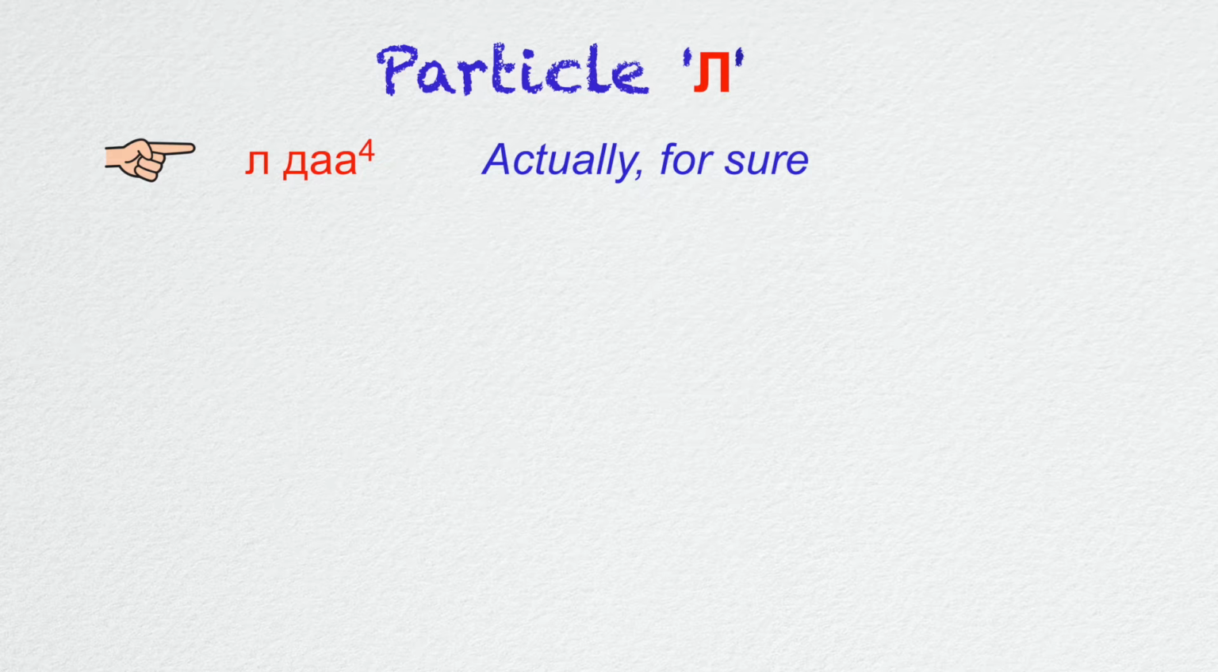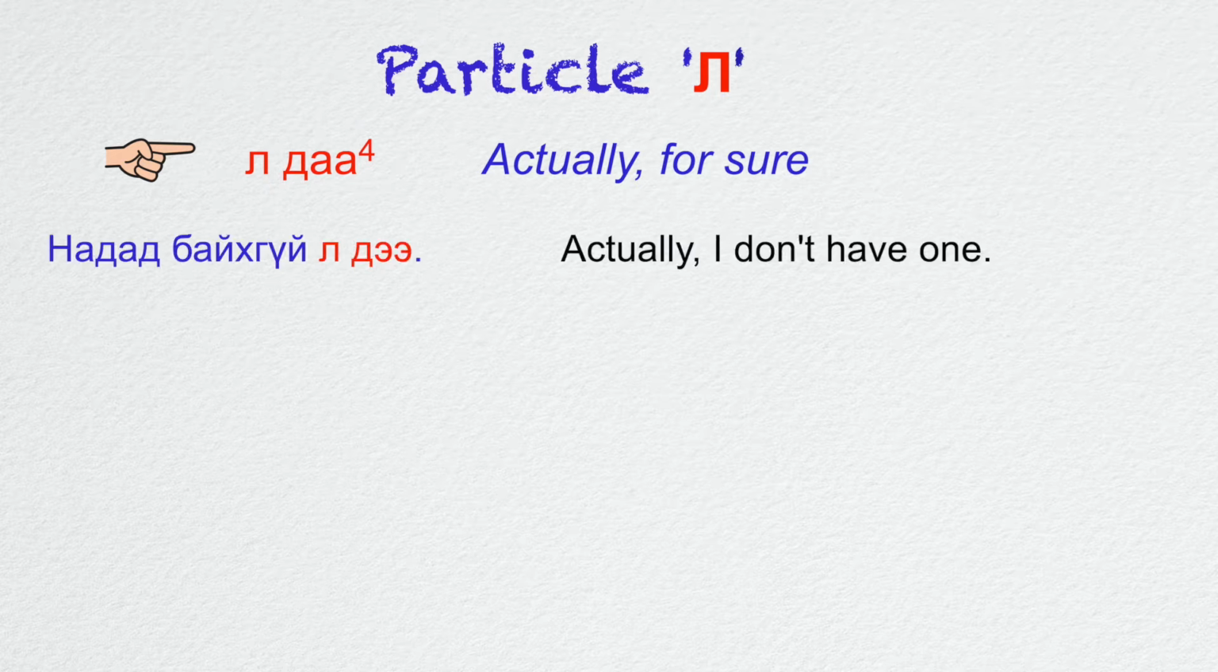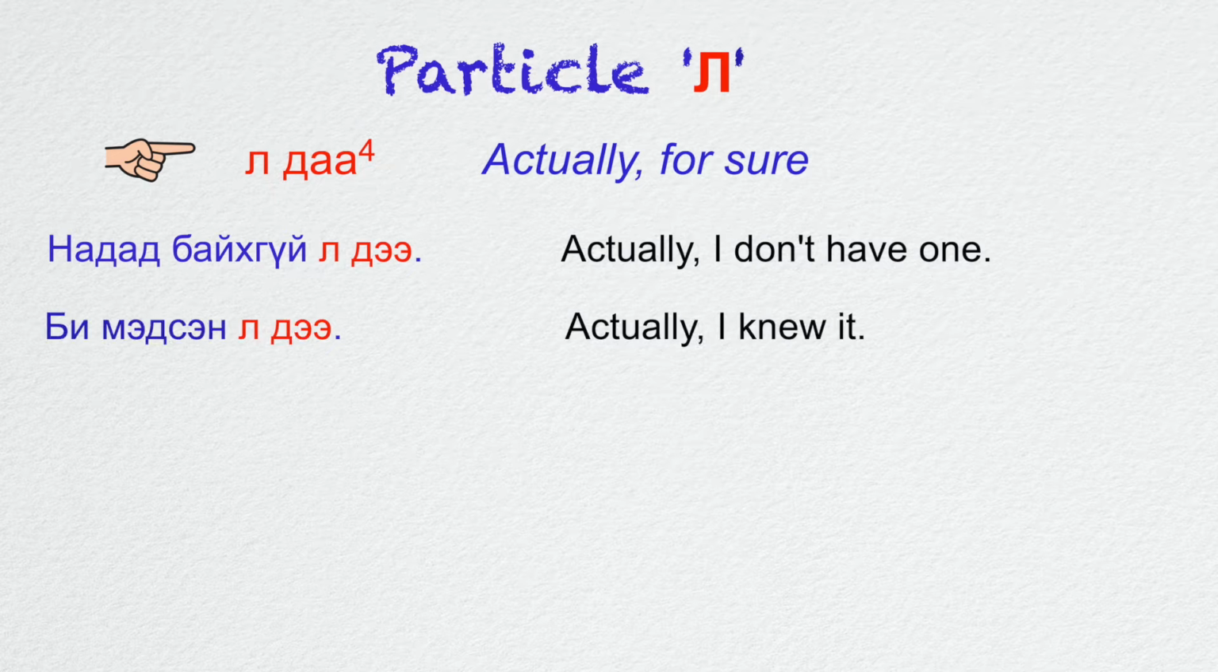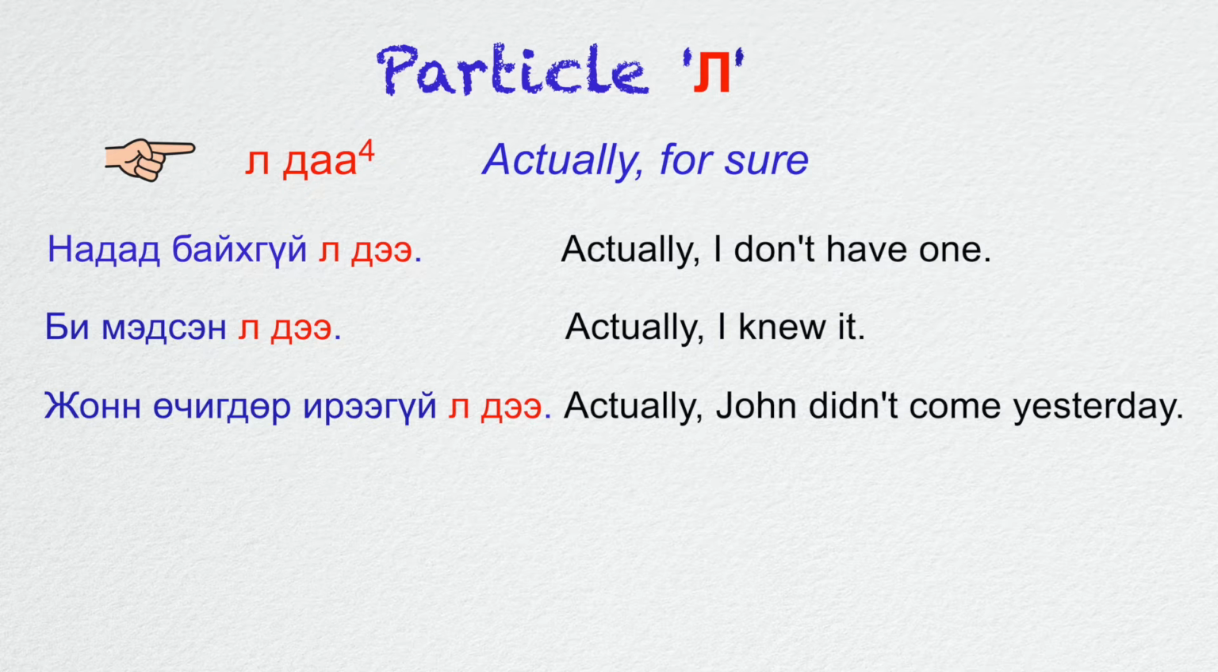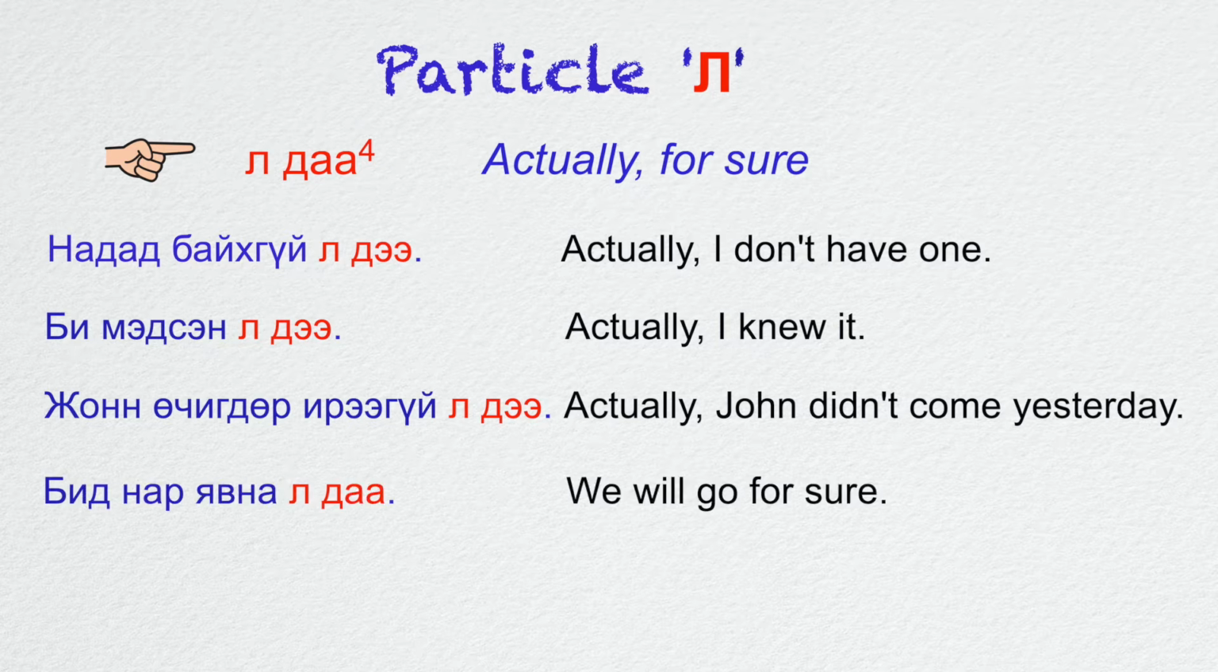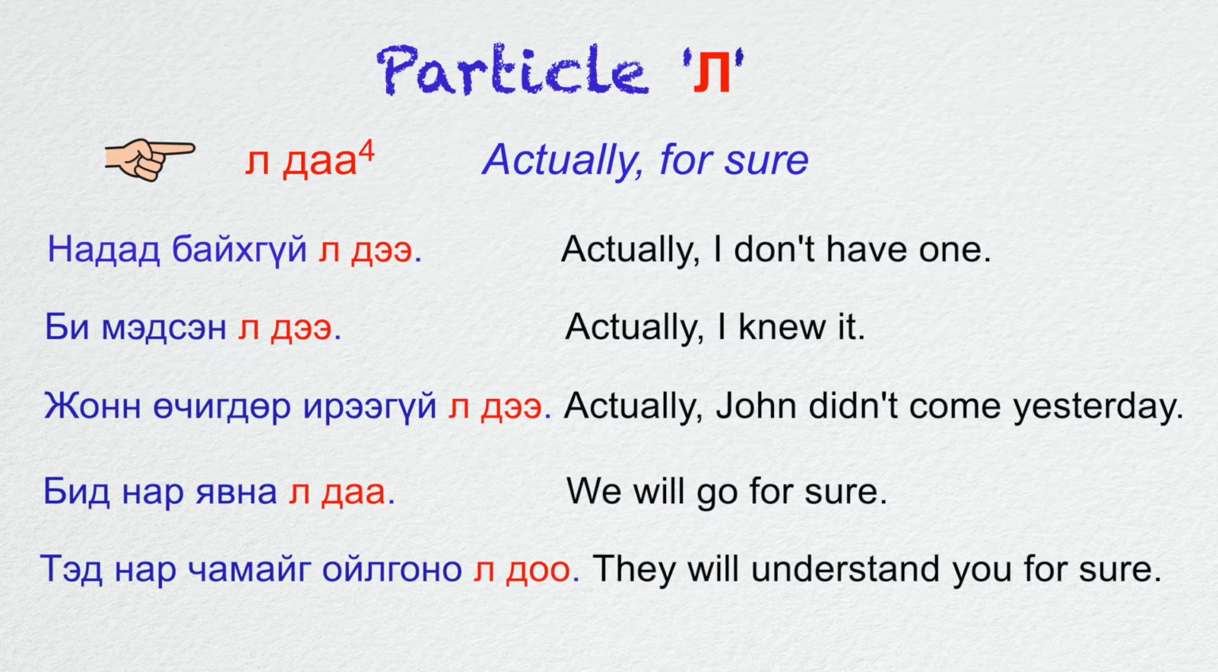The first usage is il with да, дээ, даа, доо. It means actually or for sure. For example, надад байхгүй л дээ. Би мэдсэн л дээ. John өчигдөр ирээгүй л дээ. Бид нар явна л да. Тэд нар чамайг ойлгоно л доо.